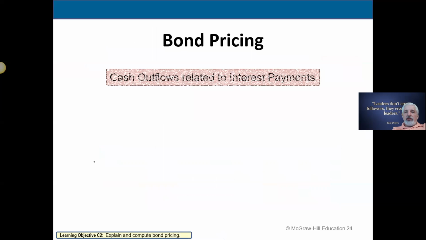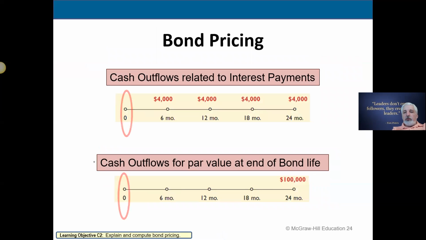And then some bond pricing. What is a bond worth? I mentioned the discounted cash flows are the interest payments, cash outflows, and the ending par value that's paid back. There's two cash flows. You do something called present value of an annuity and present value of a single sum. You total those together at the market rate of interest, not the stated rate.